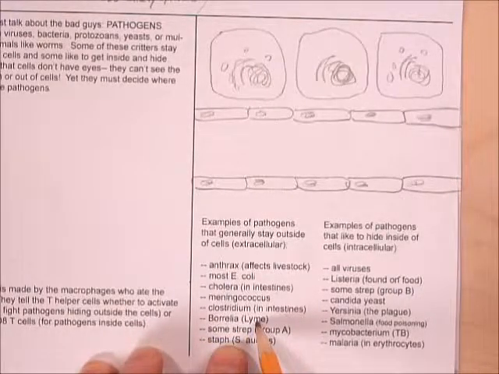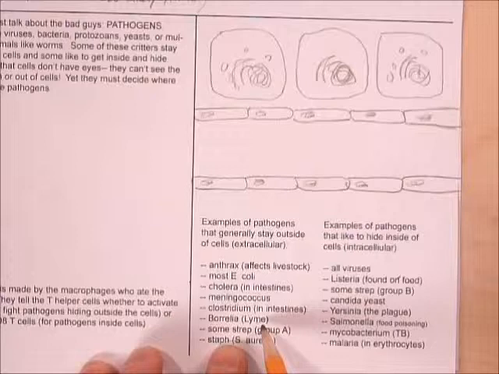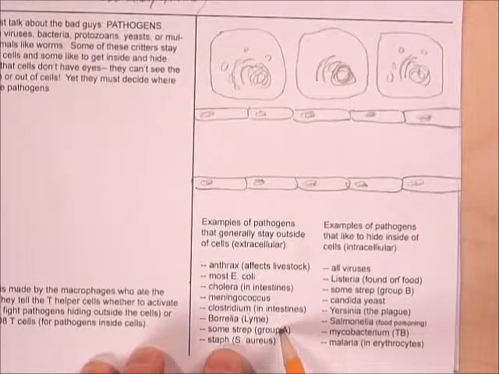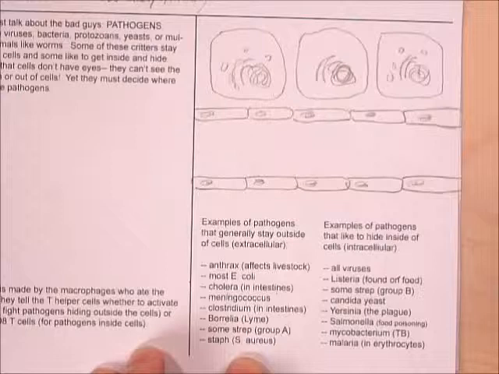A little spirochete. It generally stays outside your cells. It can take different forms, but it's generally considered extracellular. And some strep, you've heard of strep throat, and staph. A lot of times that's on your skin. Different kinds. There's group A, whatever. But strep and staph can be extracellular. And let's see, what else do I have here?